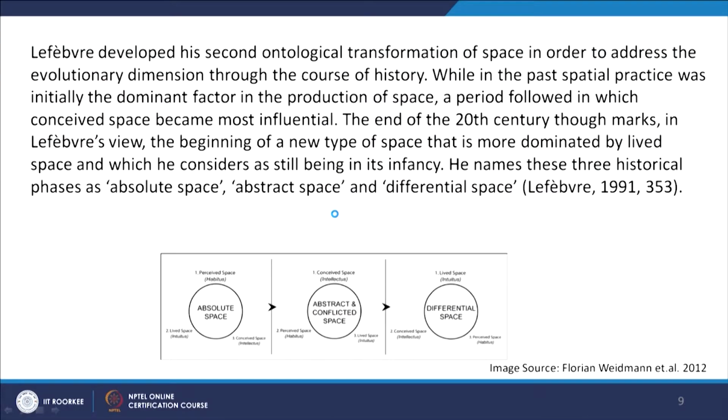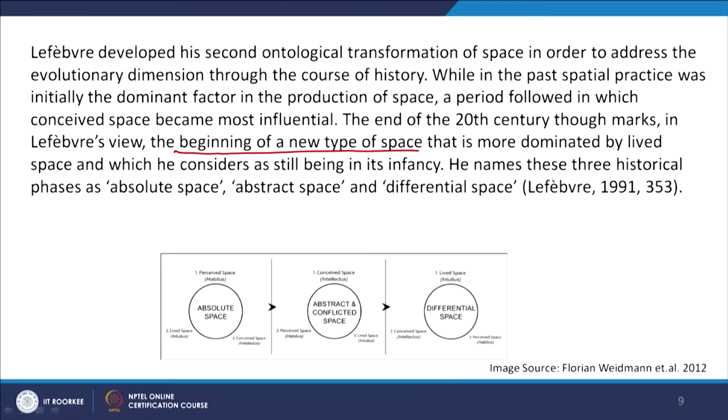Later, Lefebvre developed his second ontological transformation of space, and for him long history is one of the important aspects he looked into to understand the production of space. The end of the 20th century marked an important beginning, especially the new industrial revolution and the world wars. He looked at various historical approaches and how a new space started being produced, a new type of space more dominated by lived space, which he considers as still being in its infancy.